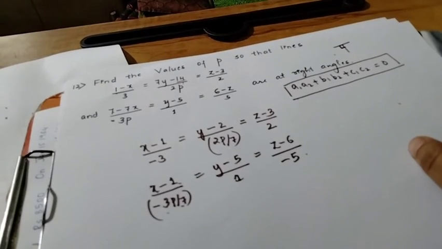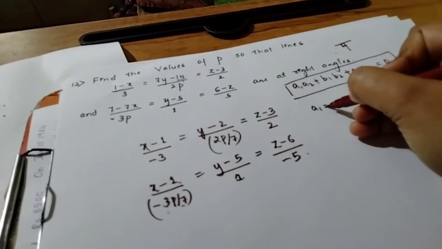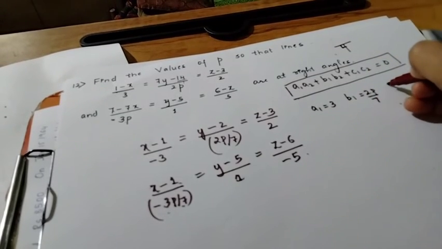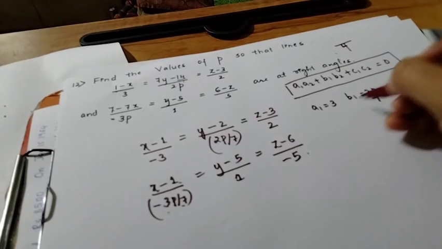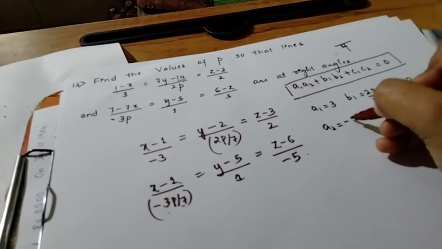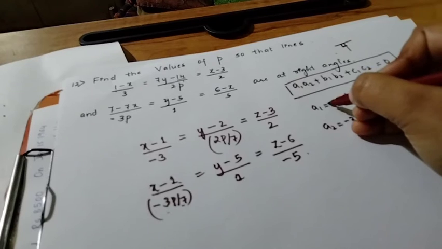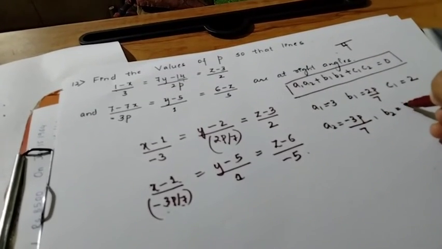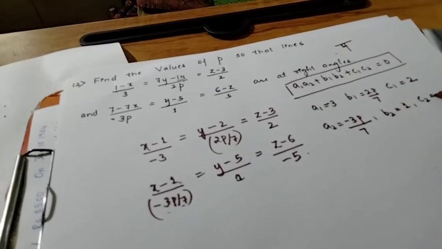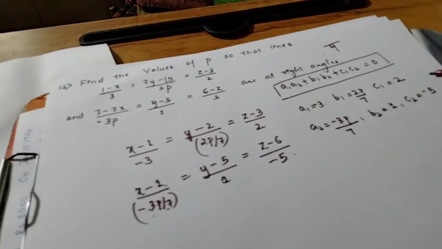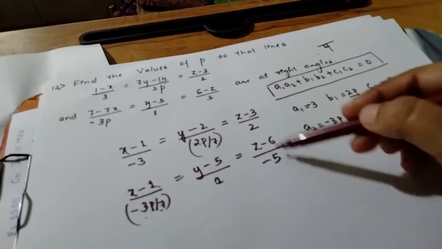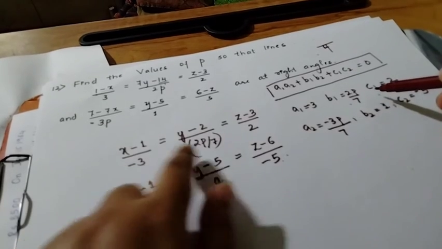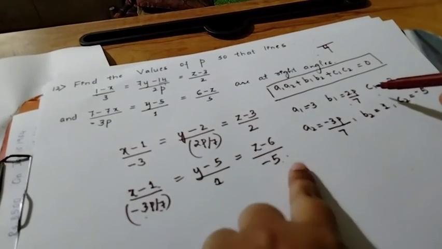Now you get all the values. a1 value is 3, b1 value is 2p divided by 7, and c1 value is 2. Next, similarly, a2 value is minus 3p by 7, so this is minus 3. b2 value is 1 and c2 value is minus 5. Comparing these two equations, I write a1, b1, c1 and a2, b2, c2.